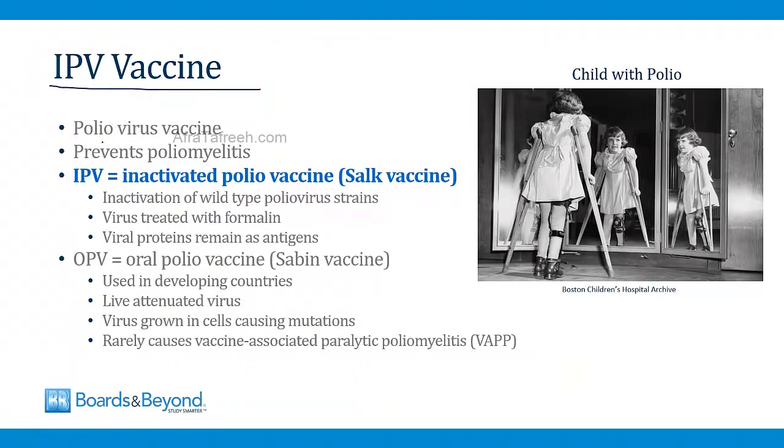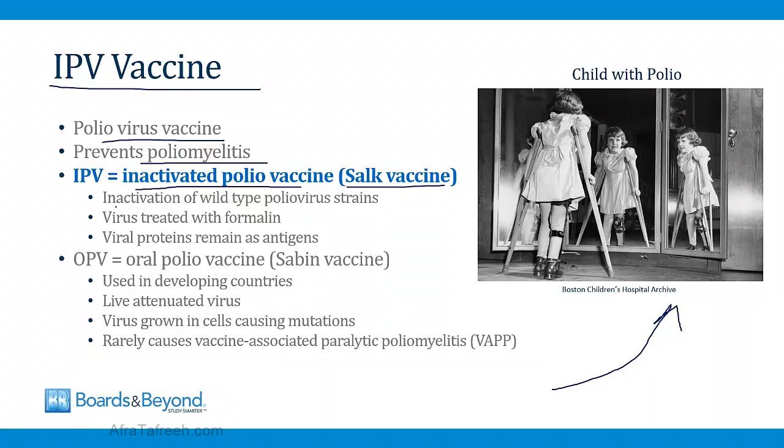IPV is the polio virus vaccine. It prevents poliomyelitis. This is a picture of a girl who has polio. Years ago, children would get polio, develop a febrile illness, and then a few days later, they would lose the ability to walk because of involvement of their spinal cord. You may know the US President Franklin Roosevelt had polio, and that's why he couldn't walk. So we don't see polio anymore because of this vaccine, and IPV stands for inactivated polio vaccine. This is also called the Salk vaccine, named for its creator.